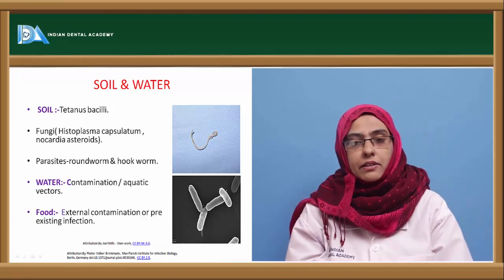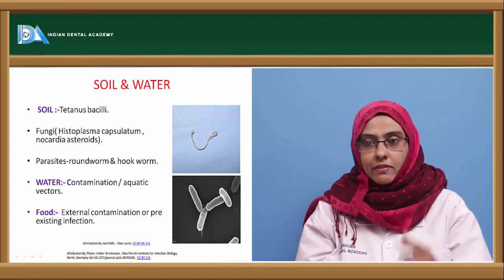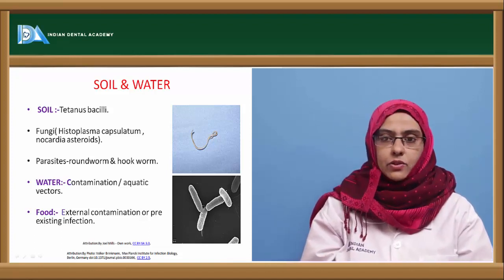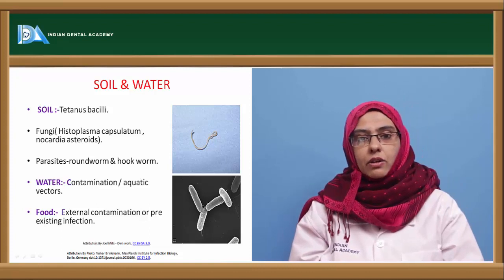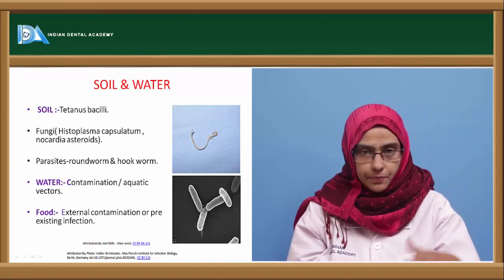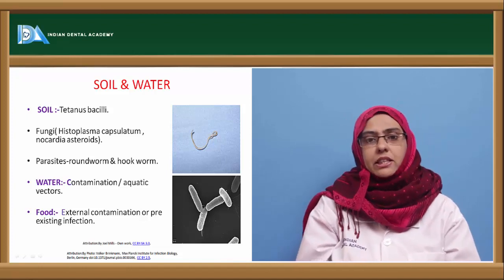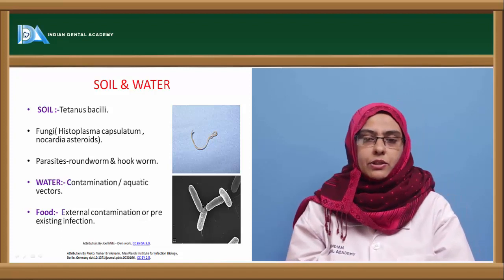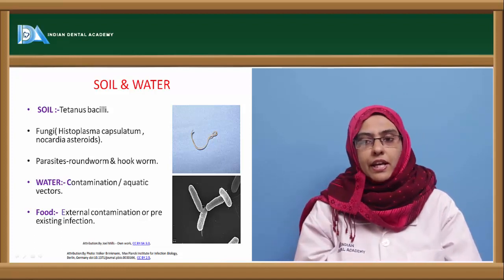Apart from that, fungal infections can also be transmitted. Examples are Histoplasma capsulatum and Nocardia asteroides. And apart from that, you can also see parasites such as roundworm and hookworm that are usually seen in the soil, and when this contaminates the food or the vegetation, they can be transmitted to humans. So they are a very good source of infections.